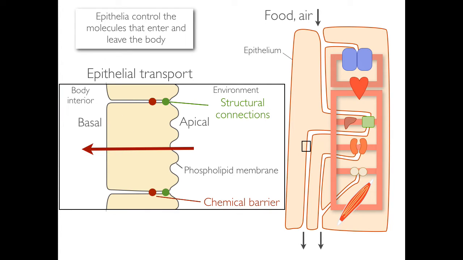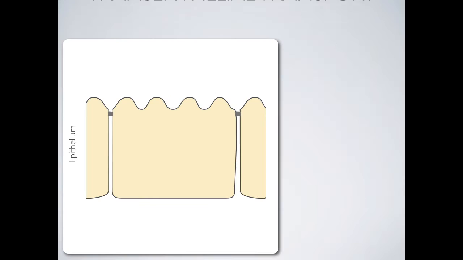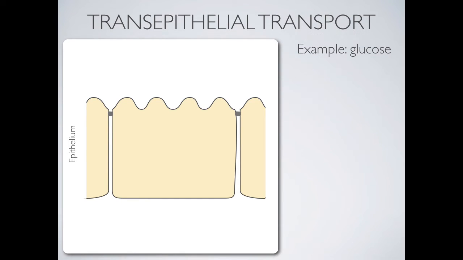All right, so let's take the cell and rotate it 90 degrees. And that's what we have here. So up top is the gut lumen. Down below is our interstitial fluid. And we're going to focus on a single epithelial cell here, and we're going to consider all the molecular players that are involved in getting a glucose from the top to the bottom.